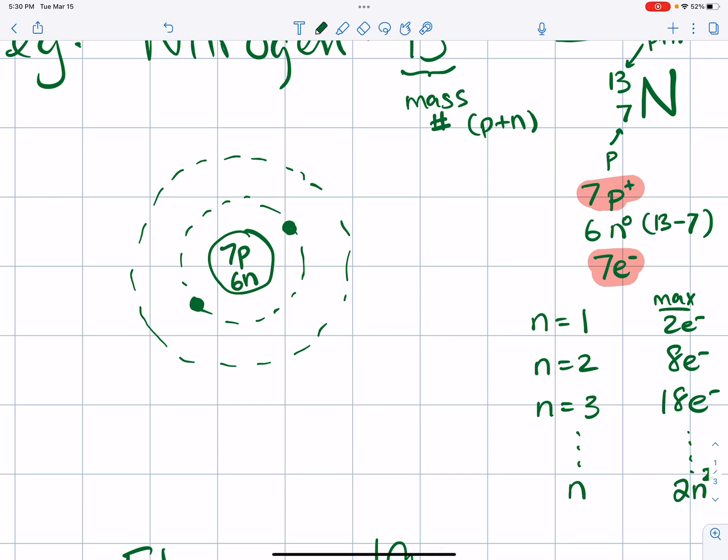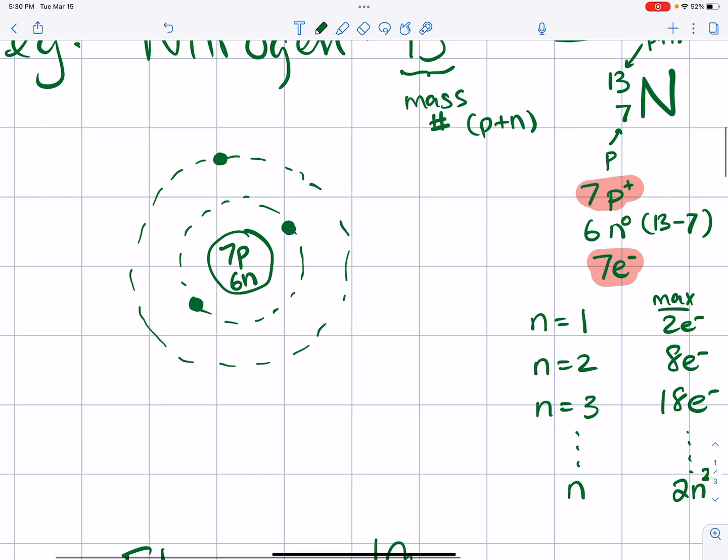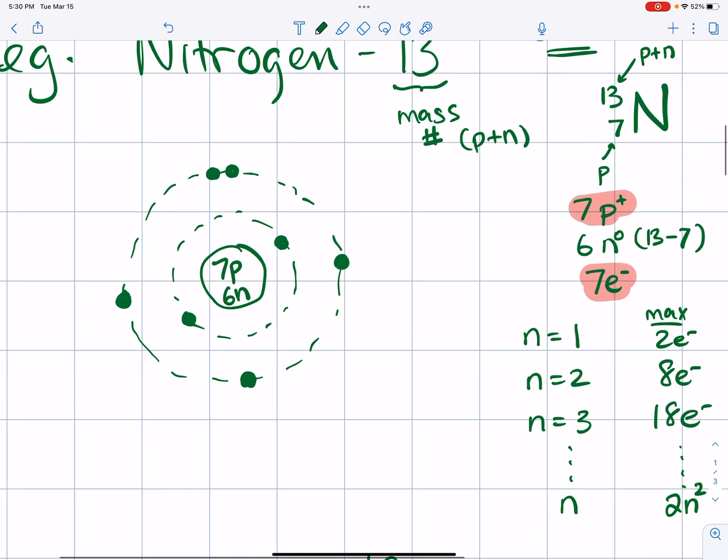The second level can hold up to 8 electrons, so we can easily put 5 in here. Put the first electron wherever you like, put the second electron 90 degrees away, put the third electron again 90 degrees away, and the fourth one again 90 degrees away. And now the fifth electron, pair it up with the first one. So there would be the Bohr diagram for nitrogen 13.